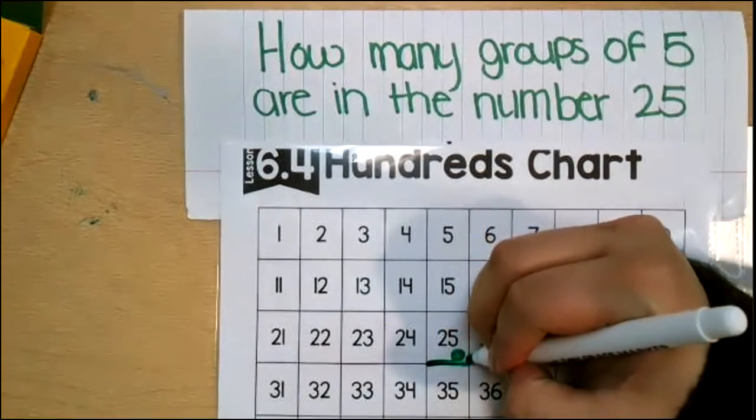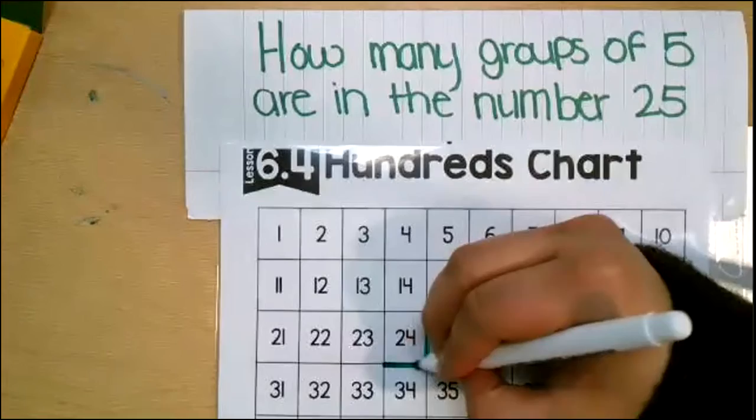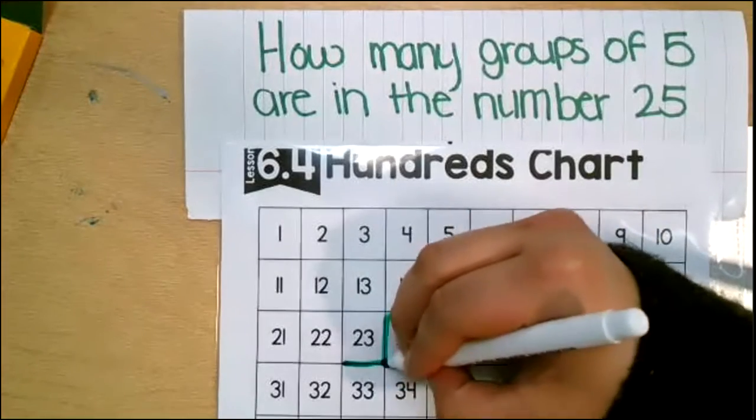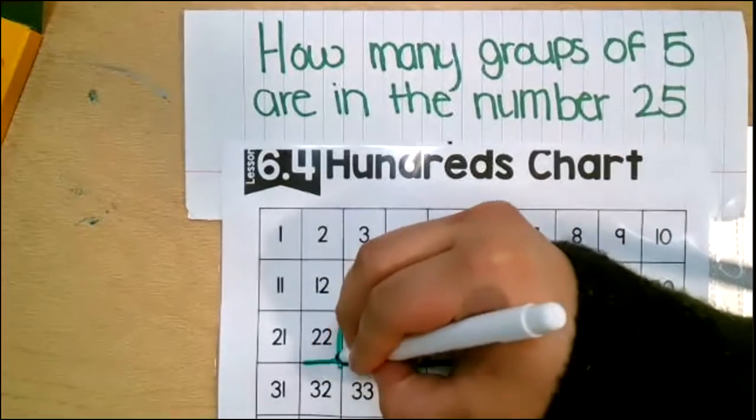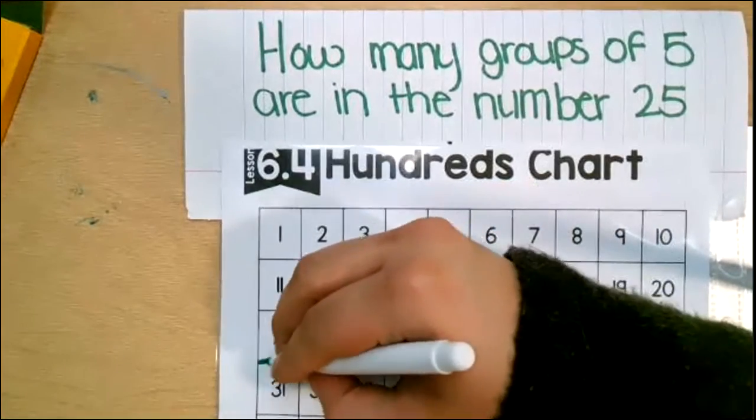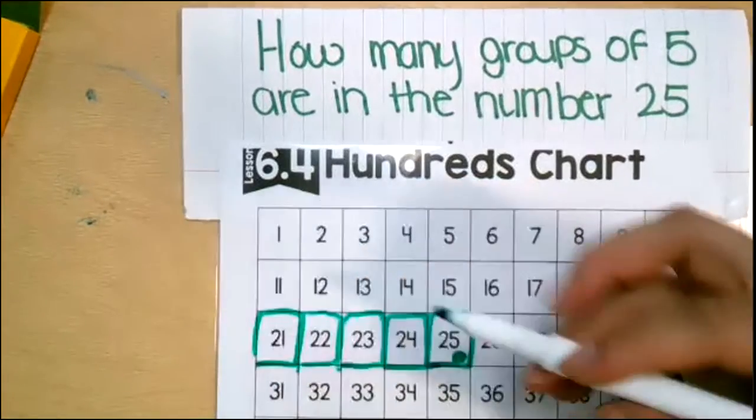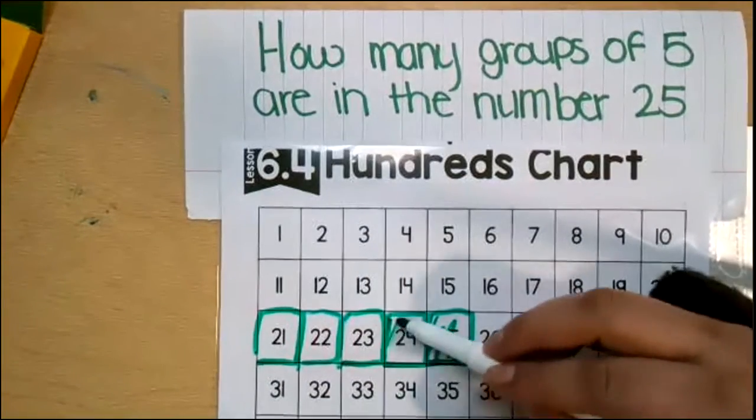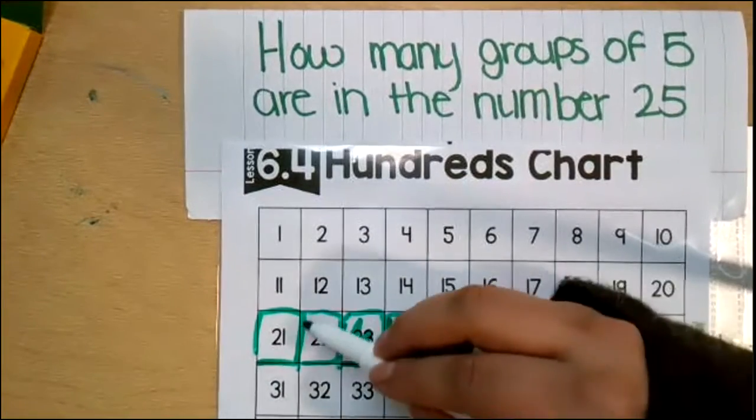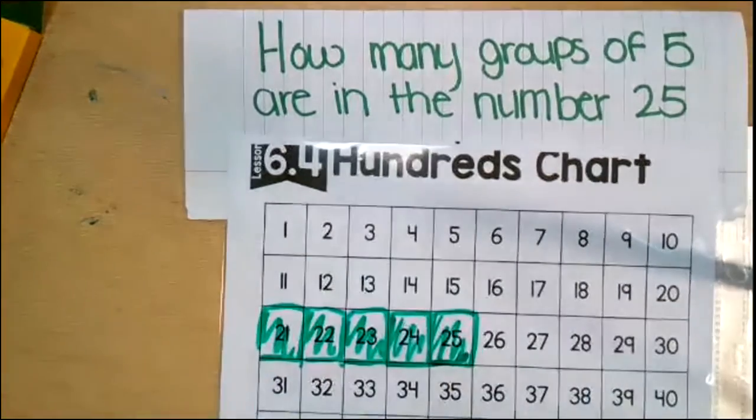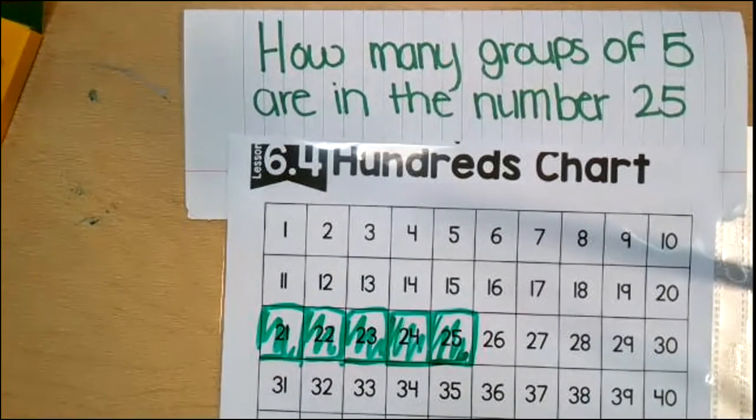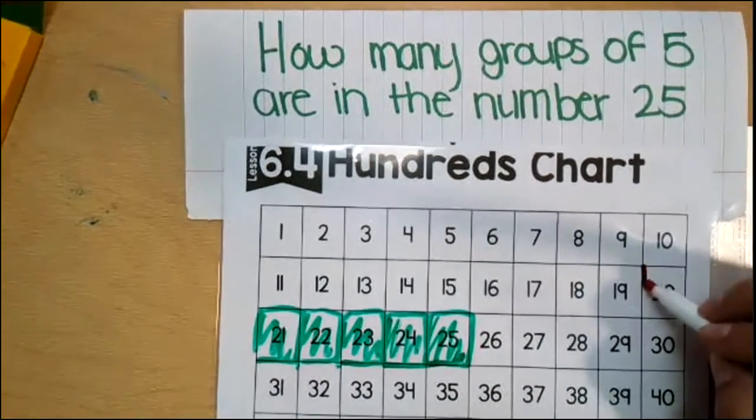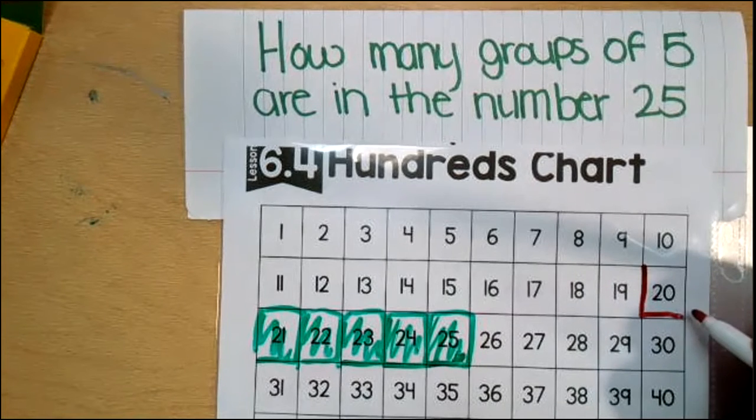So ready? 1, 2, 3, 4, and 5. So this is one group of 5. I'm going to continue the pattern, alternating my colors. Alternating means switching your colors.